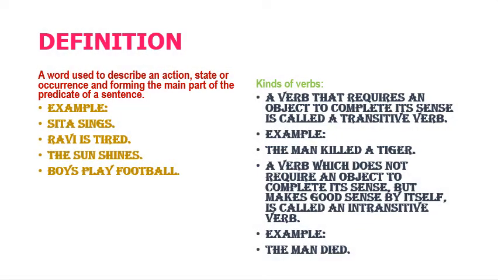We are going to start the topic, the verb. Definition. Verb is a word used to describe an action, state, or occurrence and forming the main part of the predicate of a sentence. Example, Sita sings. Ravi is tired. The sun shines. Boys play football.